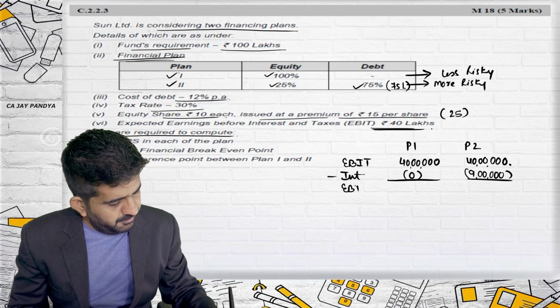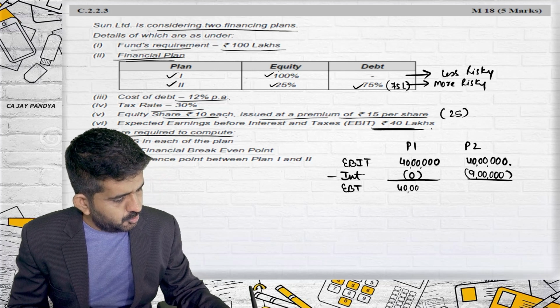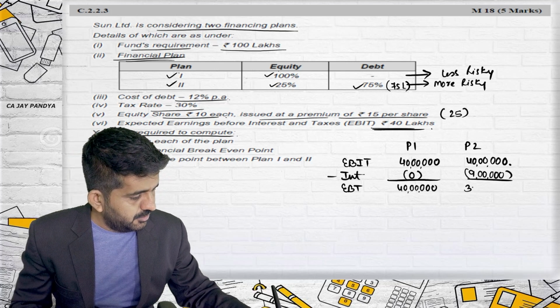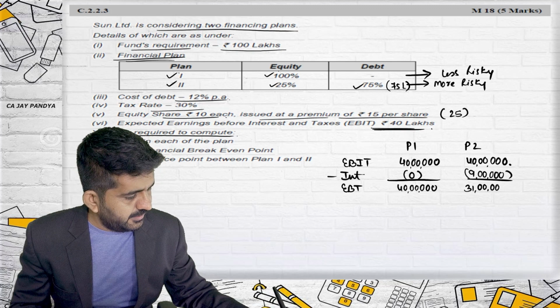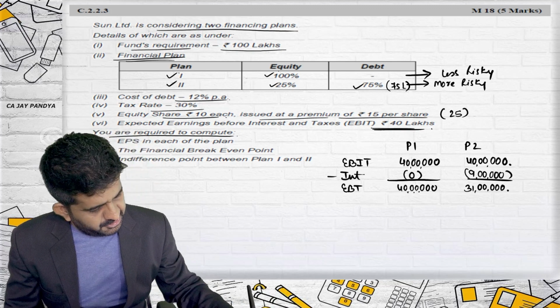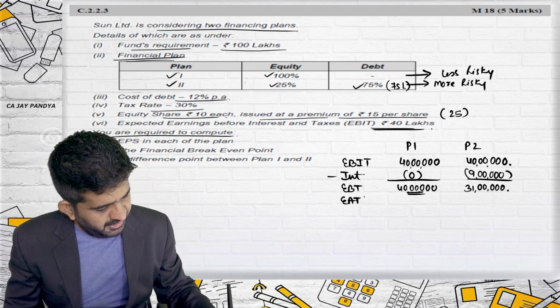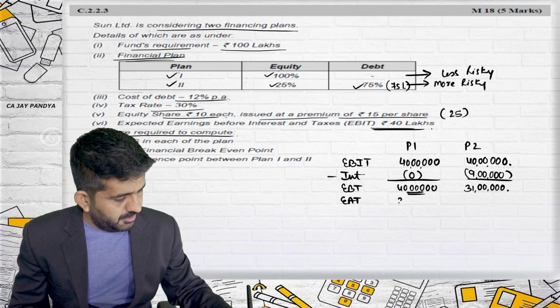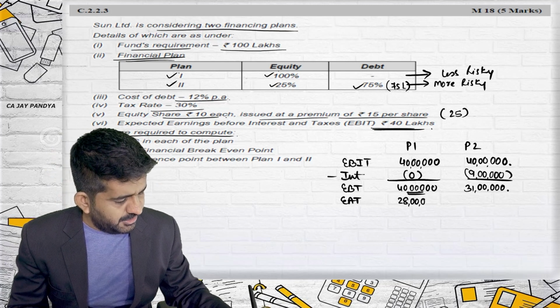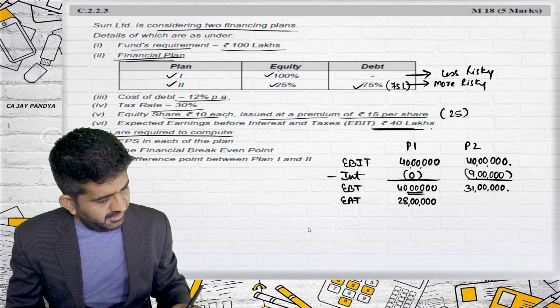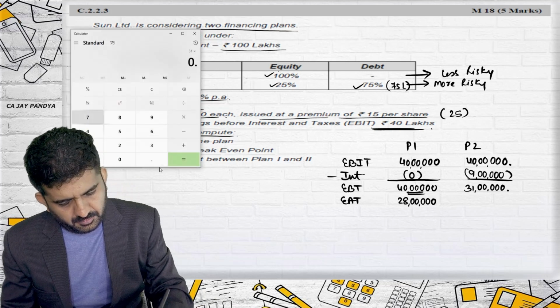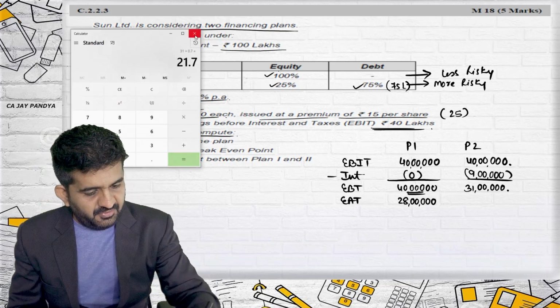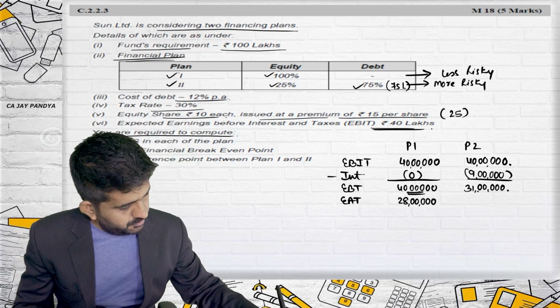This will be earning before tax. This will remain 40 lakhs. This will be 31. Tax rate is 30%. So EAT will be 28 lakhs. That is 40 lakhs into 70%. 31 lakh into 70%. It is 21 lakh 70,000.